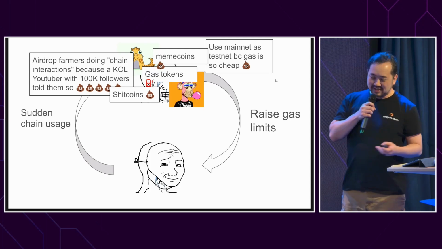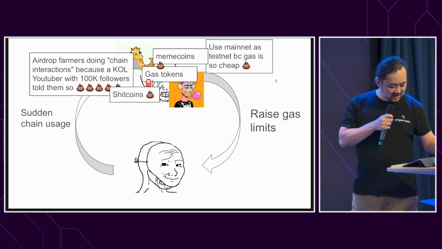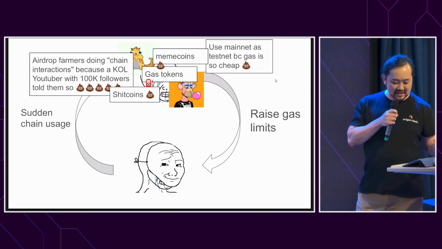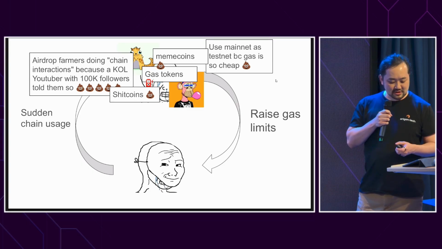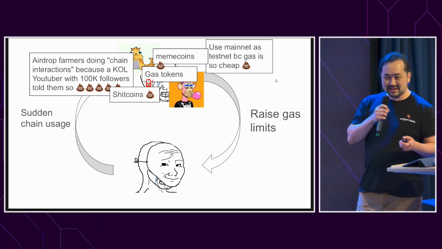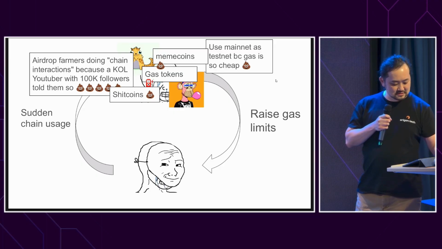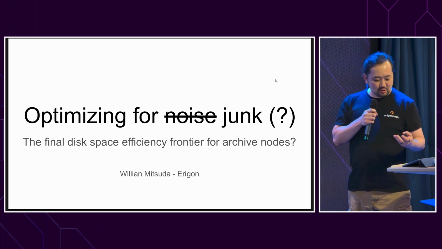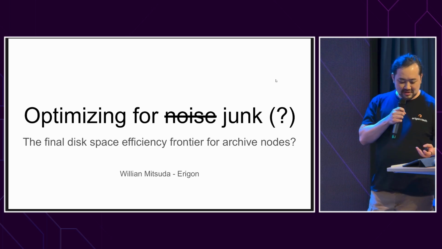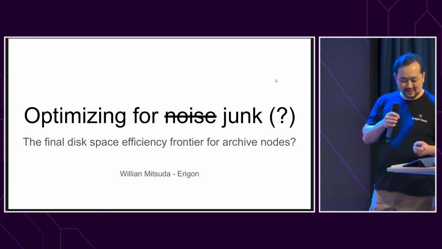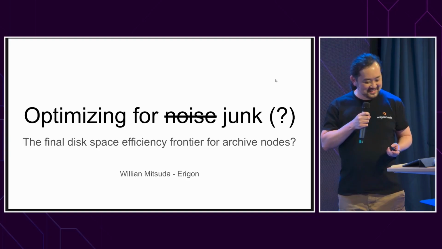But there's a lot of chain activity which is based on temporary trends that generates a lot of chain activity for only a short period of time. However, this data stays on chain forever. And that's what I'm calling noise in the title of the presentation, but actually I think we could call it junk. So, optimizing for junk.